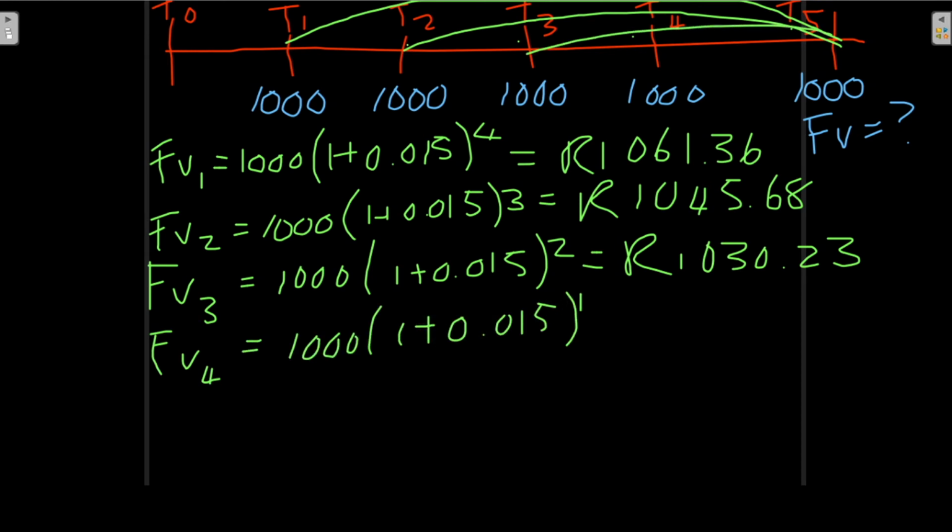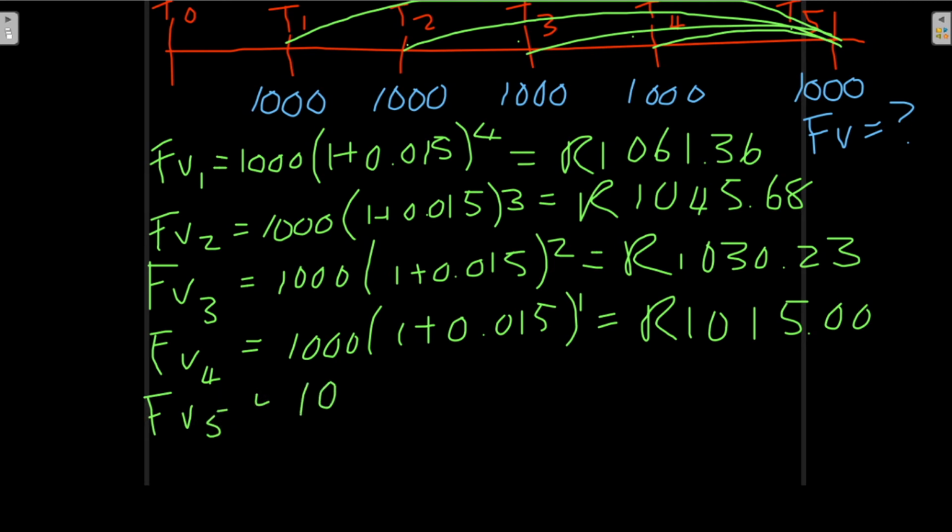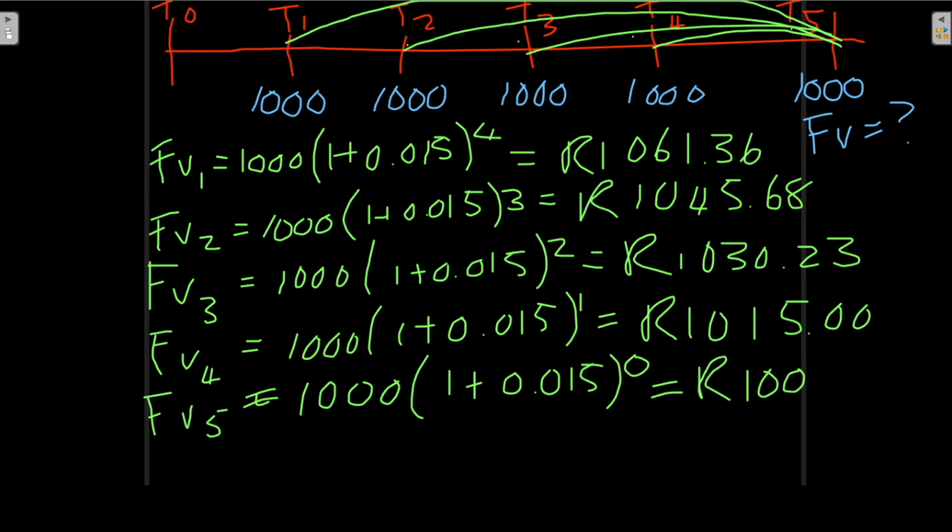My third payment, my fourth payment, I move it forward 1 time period. And then my last payment, I move it forward 0 time periods. So that will just be equal to 1,000 rands. So to find the future value of this annuity, I will add all these future values.